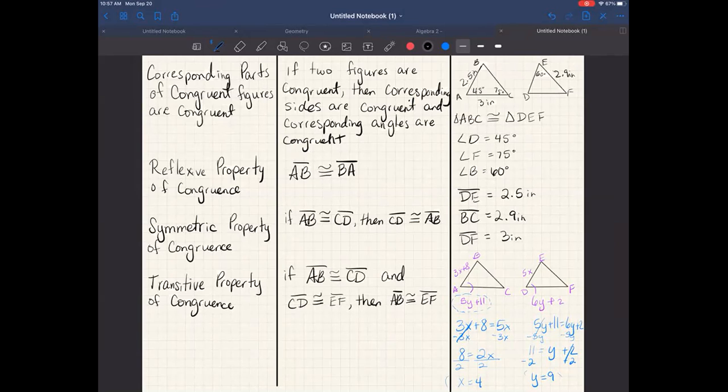So the first thing that we need to talk about is corresponding parts of congruent figures are congruent, okay? It kind of says it all in that whole giant blurb, but it's saying, basically, if I have two shapes that are the exact same size, all the parts are going to be the same. All the sides that match up are going to be the same size.